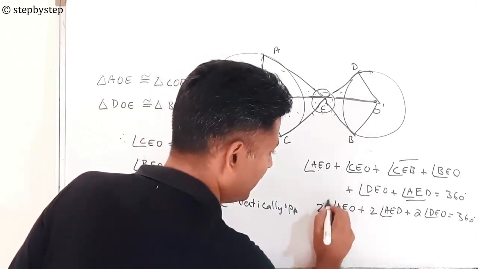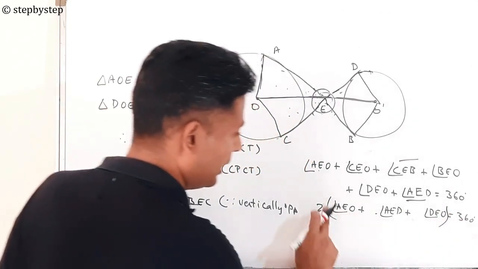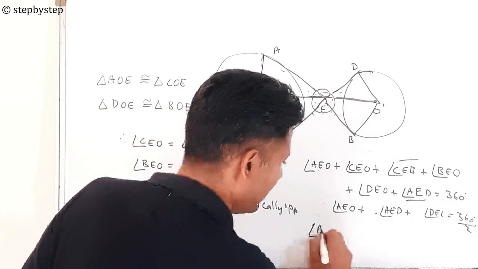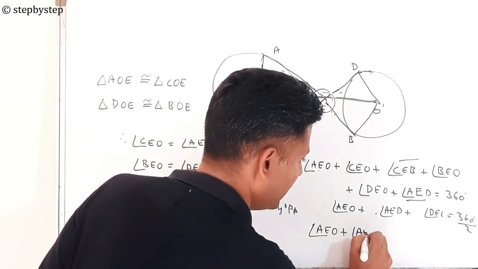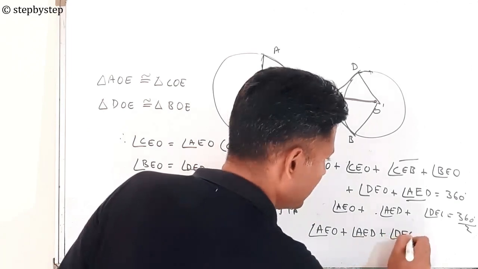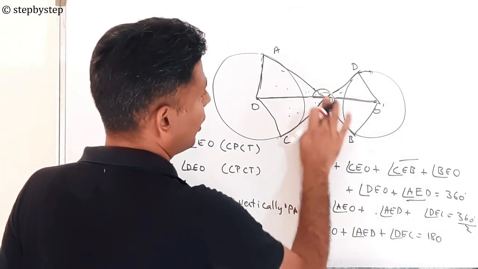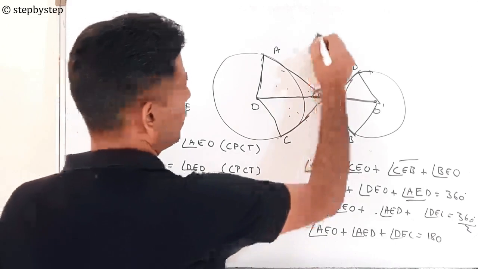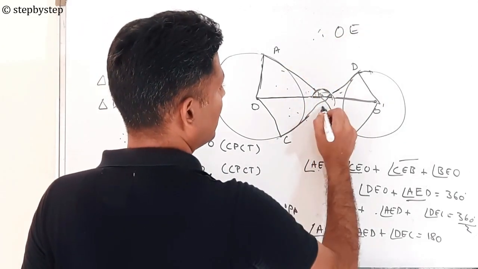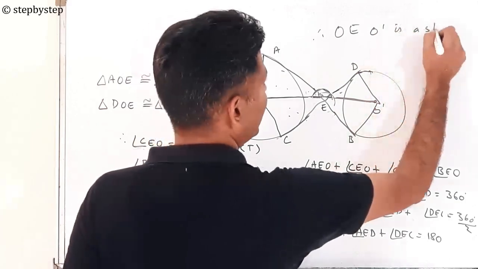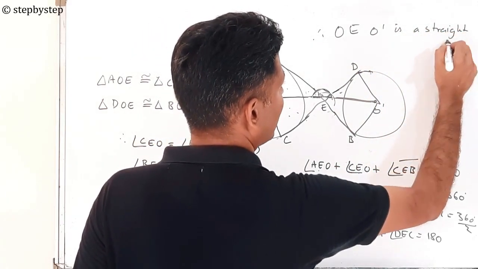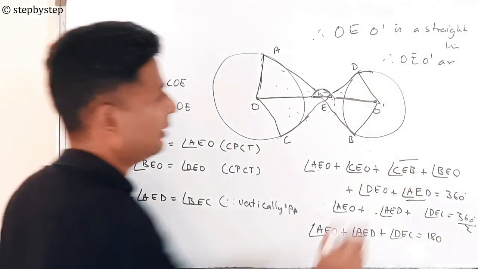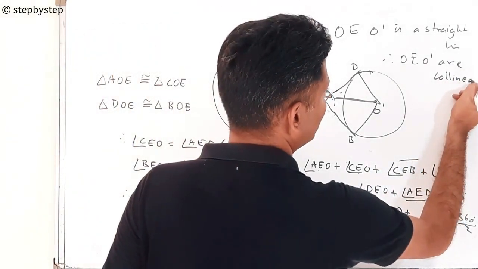2 is common in everything. So if I remove the 2 common and transpose it to that side, it becomes 360 by 2, which is, I get AEO plus AED plus DEO equal to 180 degrees, which means what have I got? The entire sum of all these 3 angles is 180 degrees. Therefore, OEO dash is a straight line. Therefore, O, E, O dash are collinear, which means they lie in the same straight line.